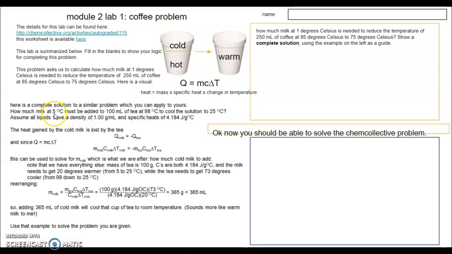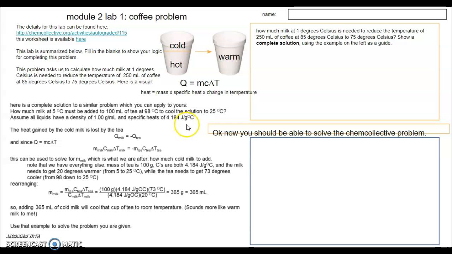How much milk at 5 degrees, so cold milk, must be added to 100 mL of hot tea, almost boiling at 98 degrees Celsius, enough to cool it all the way down to room temperature? Well, I think we're going to need a lot of cold milk to bring really hot tea down to room temperature. We'll make lots of assumptions, including any liquid, whether it's tea or milk, will have a density the same as water, 1 gram per mL.